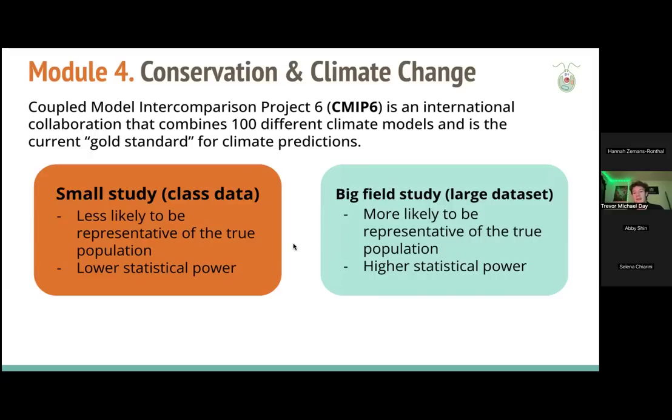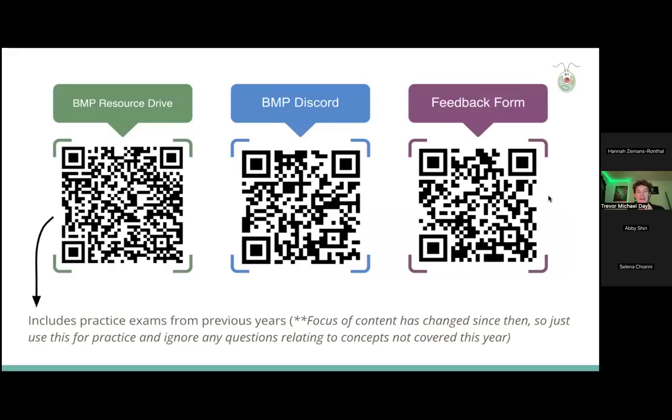Now, for the big field study, this is actually a data set that is more likely to be representative of the true population. And that just follows from the fact that they have a larger sample size. So variability plays less of a role in influencing those results. We can go next slide.